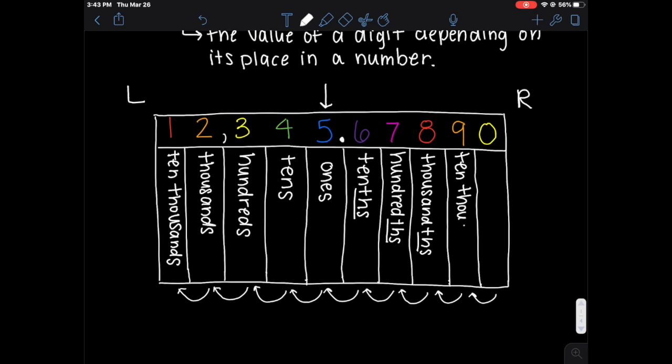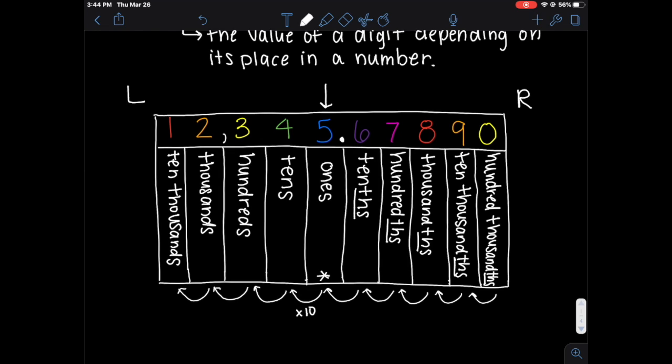10,000ths for the 9. And finally, the 0 is in the 100,000ths. Again, emphasis on the THS sound at the end of those. So you'll notice when you start at the ones, when you move to the left, you're multiplying by 10.